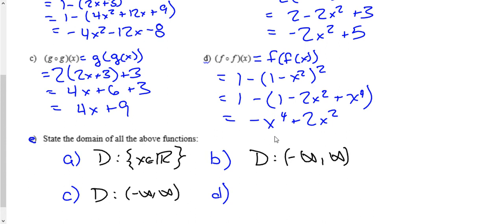And the last one here, fourth degree 4 there, opening down. It's going to be a big parabola, more or less, opening down. So again, negative infinity, positive infinity. So all 4 really have the exact same domains.